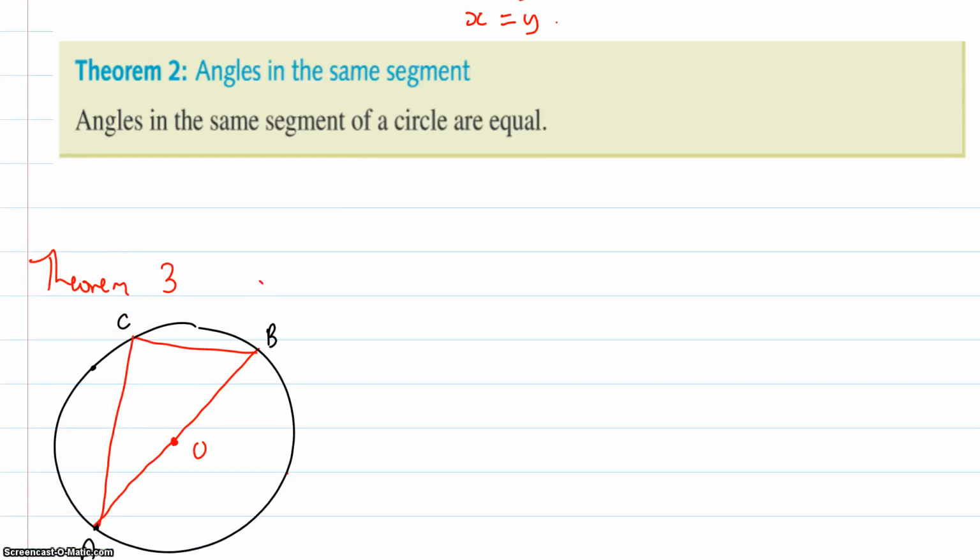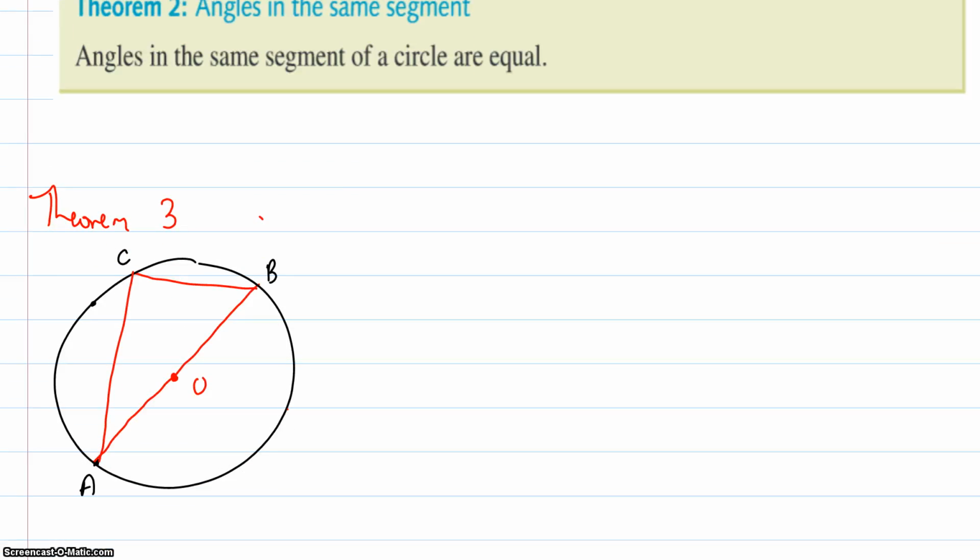I'll jump down to theorem 3, which is very similar to theorem 1, but it's a unique case. Imagine I've got this situation here, where I know this line here is a straight line. In fact, it's the diameter that goes through the center of the circle. So it goes from A to B, through the center of the circle.